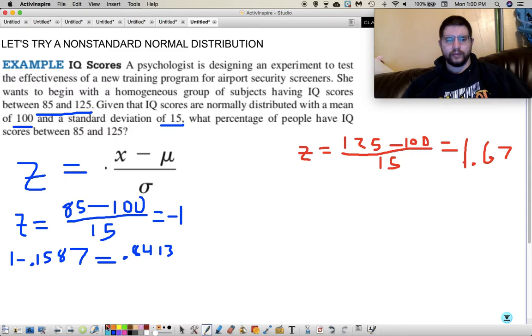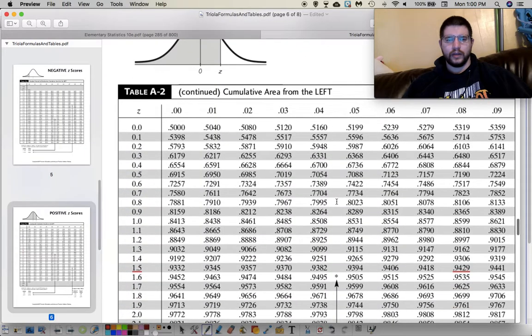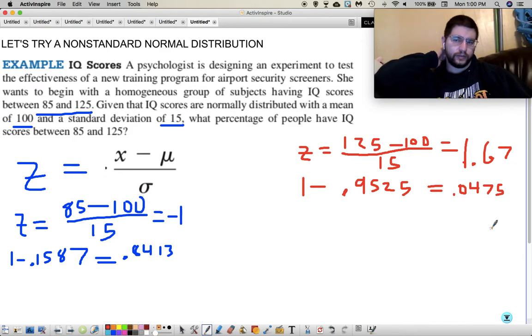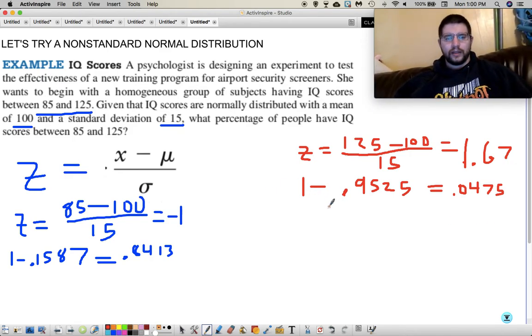For this guy, it's a positive z-score. It is 1.67. 1.67 is right here, 0.9525. Get its complement, 0.0475. Use the calculator if you want. Subtract those to get our shaded region.